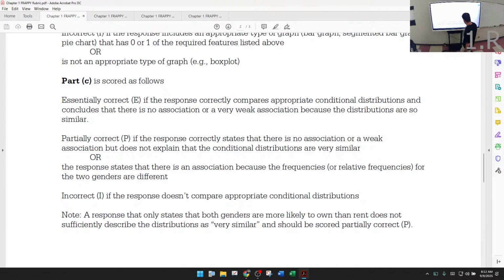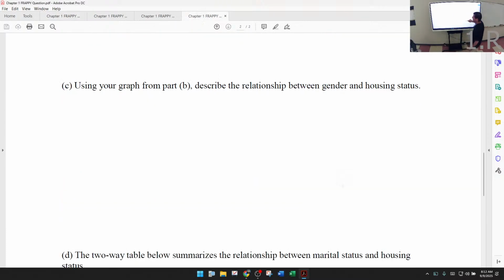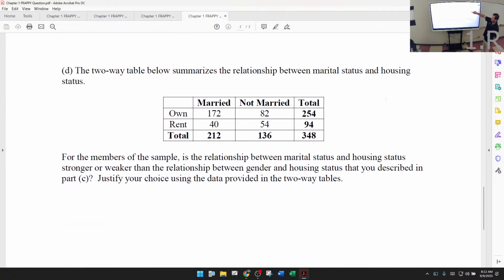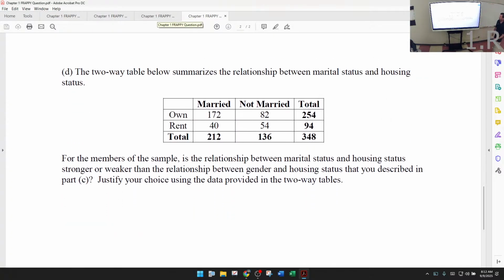And then the last one, again, I'm not too concerned with this one either. The two-way table summarizes the relationship between marital status and housing. So now we've changed from male, female, own, rent, to married, not married. For the members of this sample, is the relationship between marital status and housing status stronger or weaker than the relationship between gender and housing status you described in part C? And then justify your choice using the two-way tables.